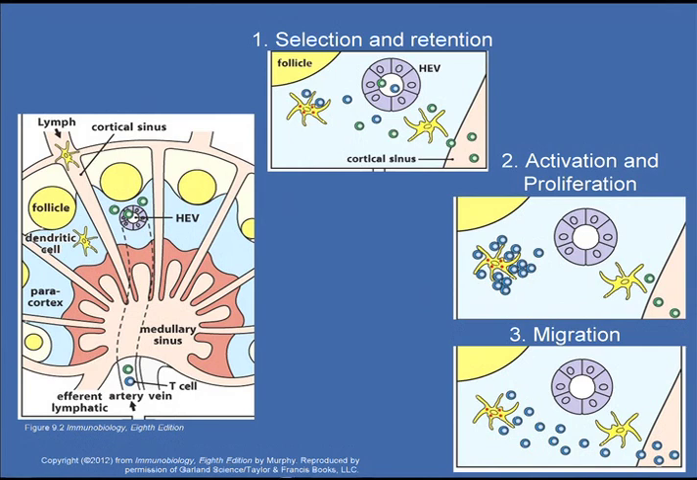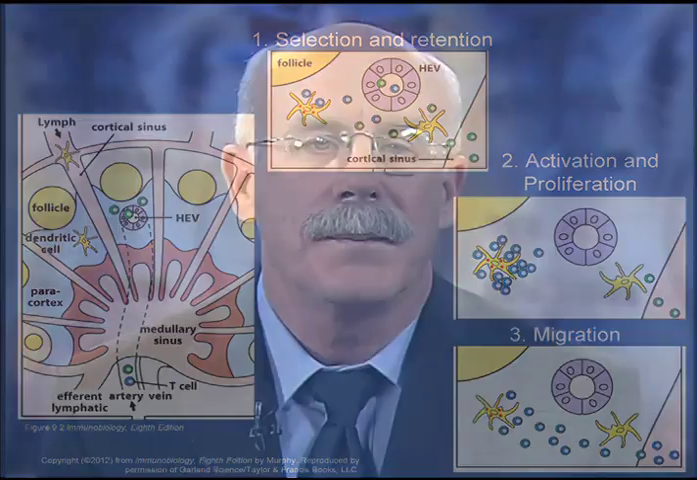And what happens in the lymph node is that you have a constant progression of lymphocytes coming through the lymph node and sampling what's going on there. And if they interact with a dendritic cell that is activated in a certain way and carrying the antigen that they're specific for, then they are retained in the lymph node where they become activated and proliferate. And then after that activation and proliferation, they migrate into the lymphatics and then to the bloodstream.